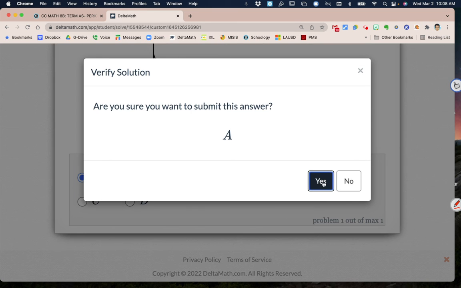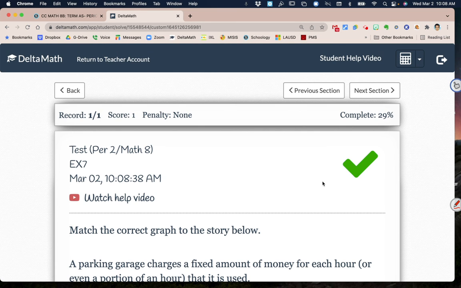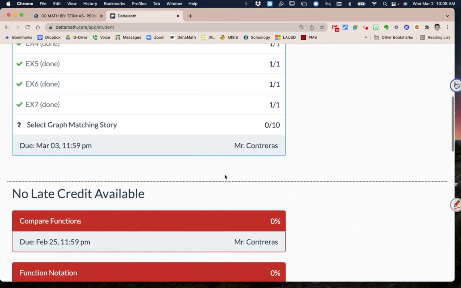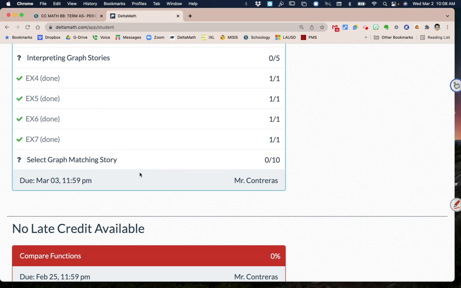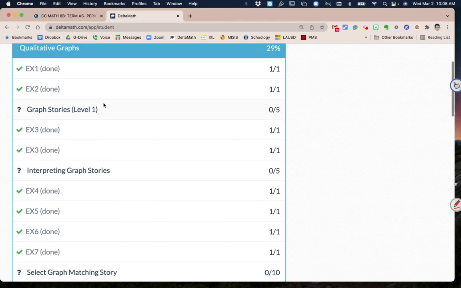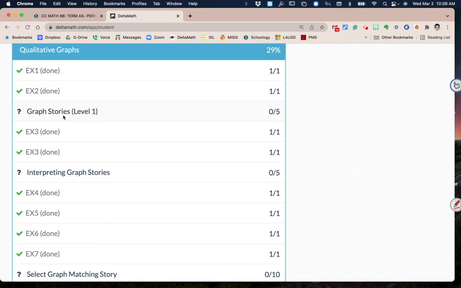Okay. So that is the last one of these. And we picked A for that last one. So go ahead and start wherever you like. If you want to work your way up to the harder ones at the end, that's fine. You got 10 of these select a graph matching, 5 where you're interpreting the graph stories, and then 5 where you're making the graph yourself. Okay? So go ahead and work on that, and it's due by tomorrow.